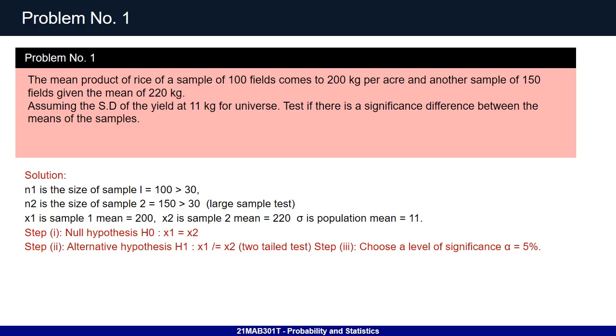So here for this, the solution is going to be n1 equal to 100 and n2 equal to 150, and here both are large samples because they are greater than 30. And x1 bar is going to be 200 and x2 bar is going to be 220. Sigma is equal to 11 and it is given same for both.